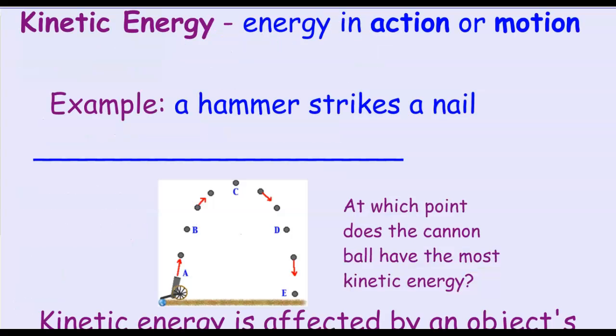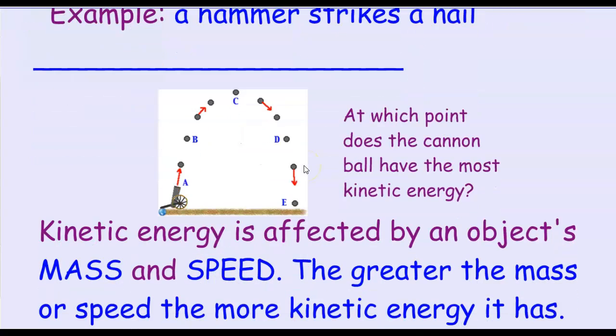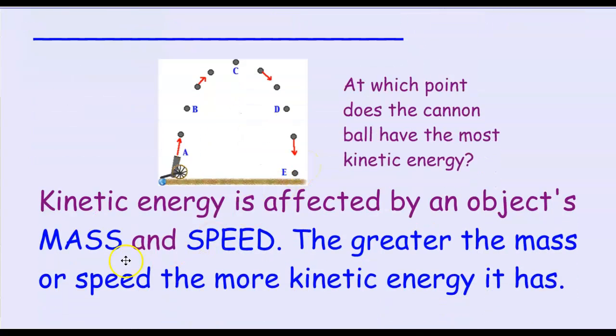There are two types of energy we're going to talk about today mostly, and that is kinetic and potential. Let's start with kinetic. Kinetic means motion. The energy of motion is considered kinetic energy. Hammer hitting a nail or anything else you can think of that's in motion, like roller coasters or things falling or skiers or anything at all. Kinetic energy is affected by an object's mass and speed. The greater your mass or speed, the more kinetic energy you have.